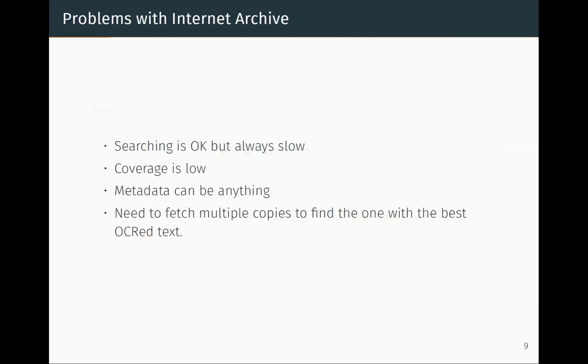So what about it? Searching is okay, but always slow. And there's a problem because the metadata is not so good. So if you want to find something, you have to look into it in multiple ways. Normally, I would just look for the author, like Bolzano, and then say everything between those two year ranges, with a very fuzzy match. Then you find out that not all works of Bolzano are so popular and scanned, so you find only a fraction of the total. And if you find something, you have to find the one with the best text.